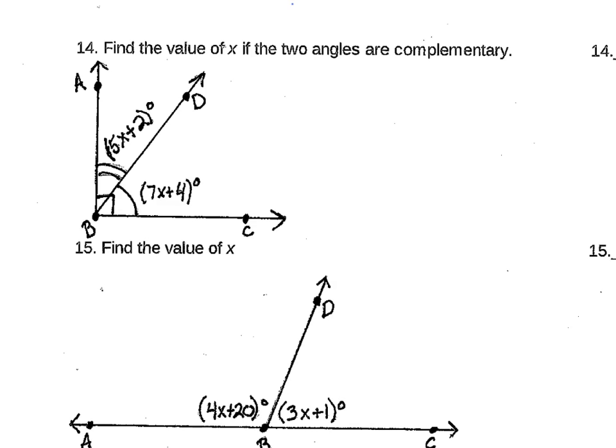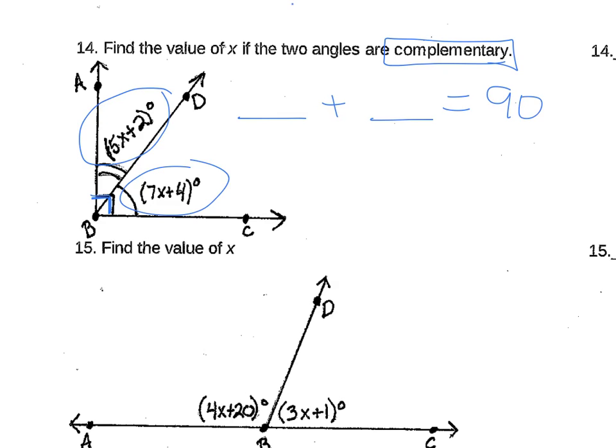Number 14, we need to find the value of x if the two angles are complementary. Key word right there. So you got these two angles, they're complementary because we got this 90-degree mark right here. So we need to add these two angles together and set them equal to 90 to figure out what's the value of x. So first angle plus the second angle equals 90 degrees. That's how you need to set it up to solve for x.